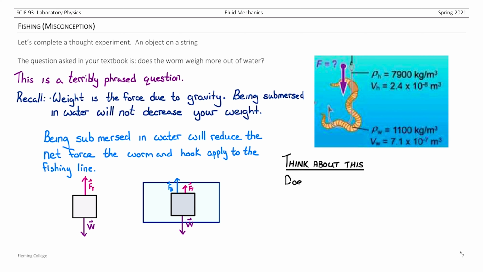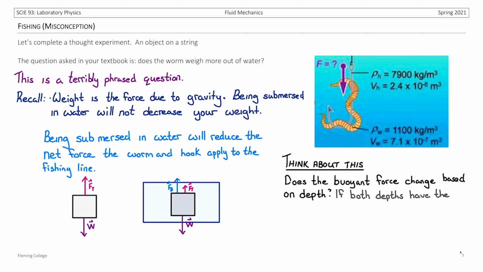With what we've seen about buoyant force, does the buoyant force change based on the depth? And this has the caveat if the two different depths you want to consider both have the entire object covered.